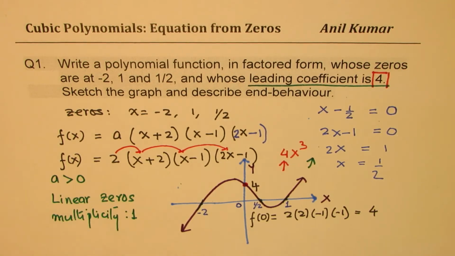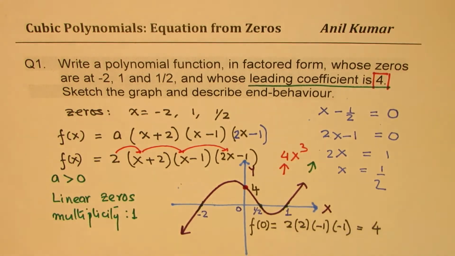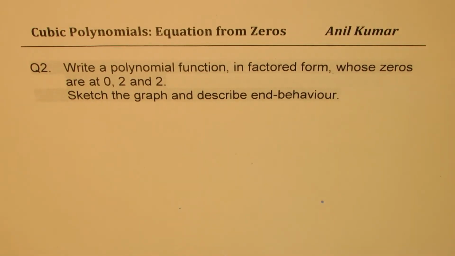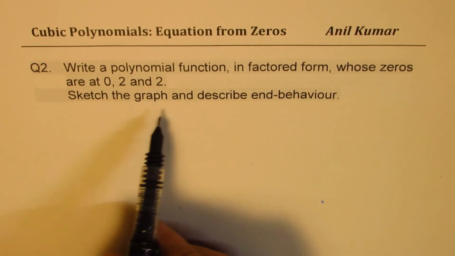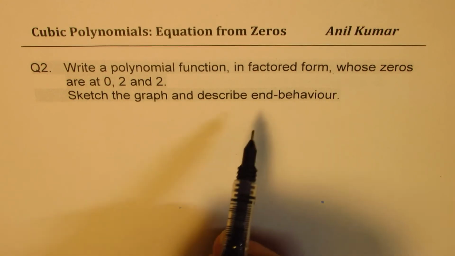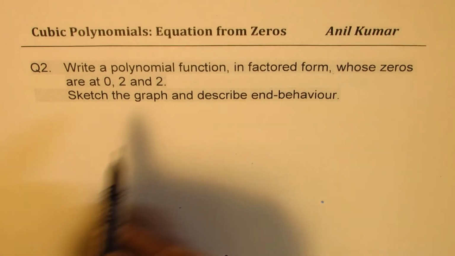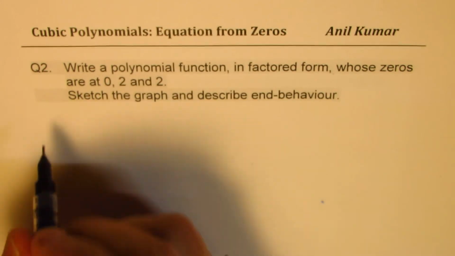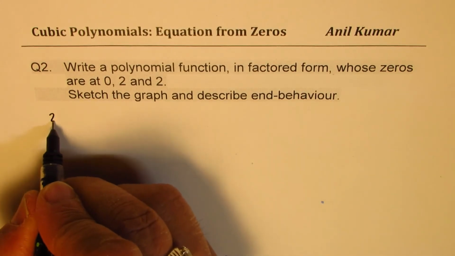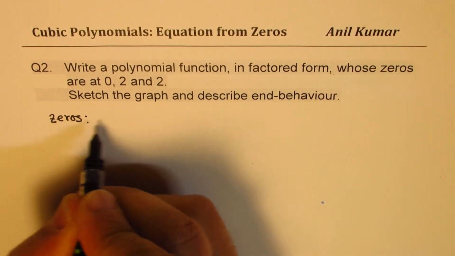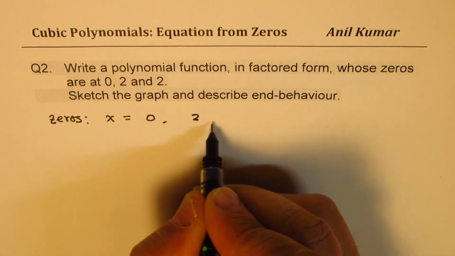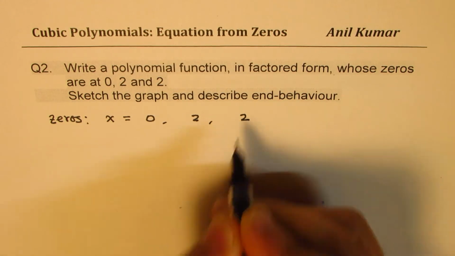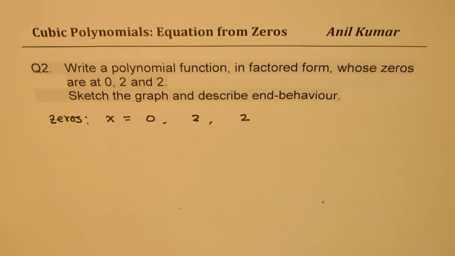Perfect. Now let's move on and take question number 2. Write a polynomial function in factored form whose zeros are at 0, 2, and 2. Sketch the graph and describe end behavior. Now, let's do it in further detail. We are given zeros at x equal to 0, 2, and 2. Do you see these two zeros are actually at the same point?